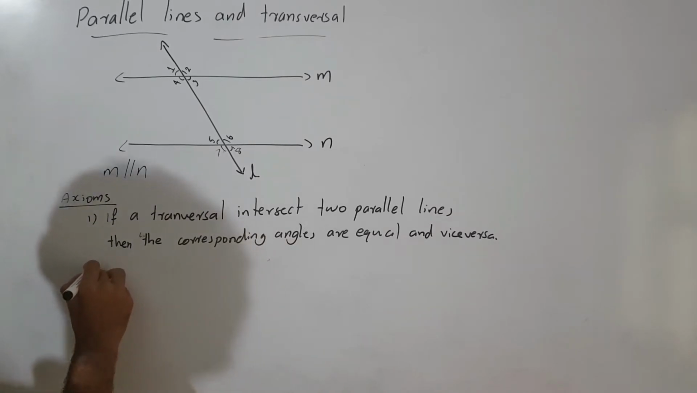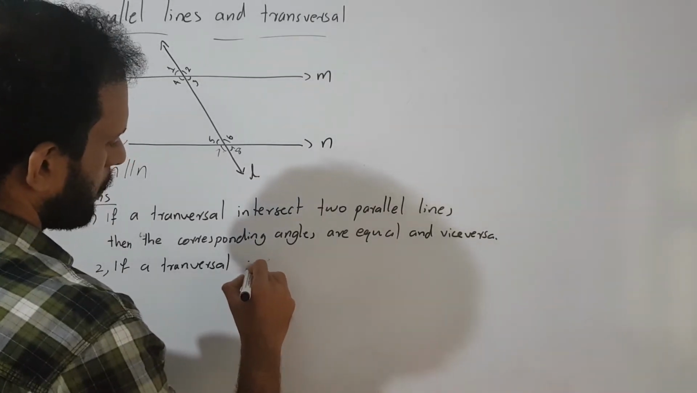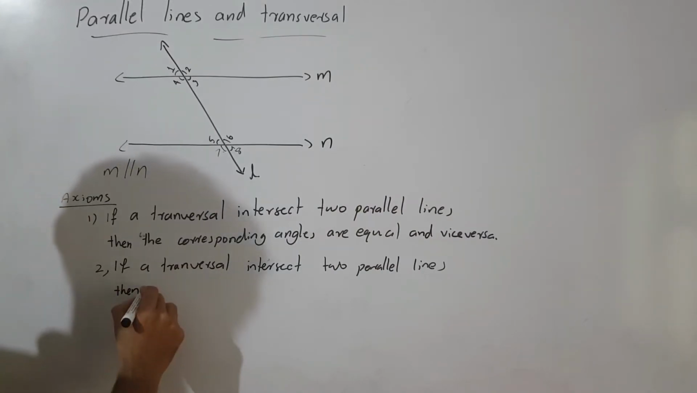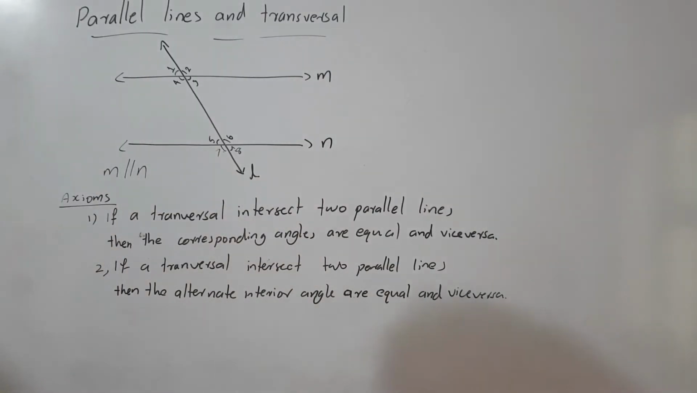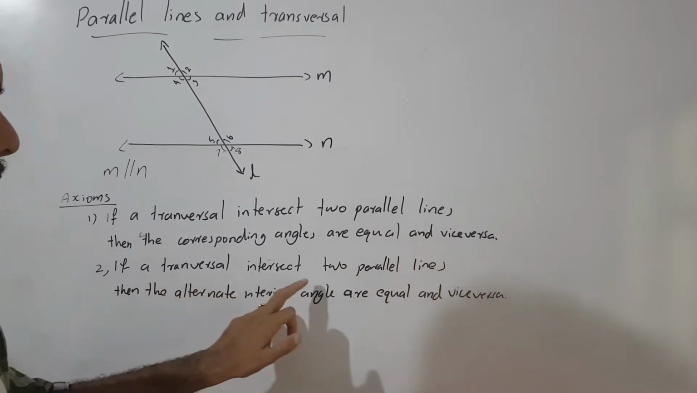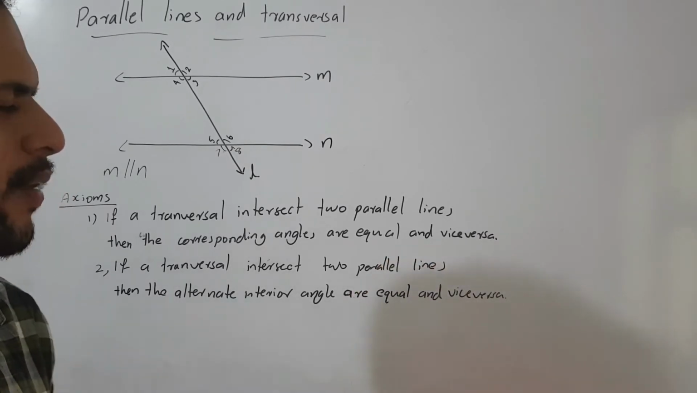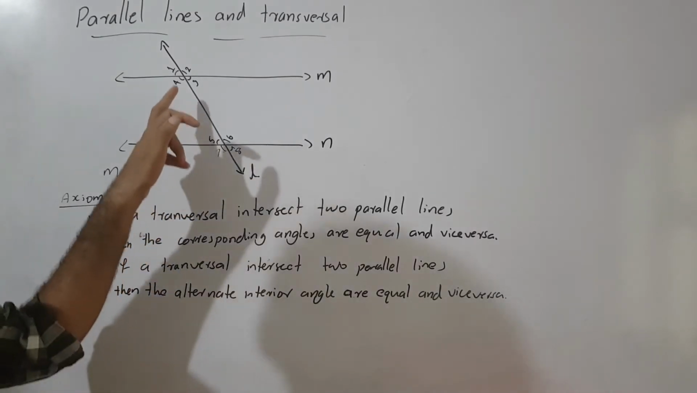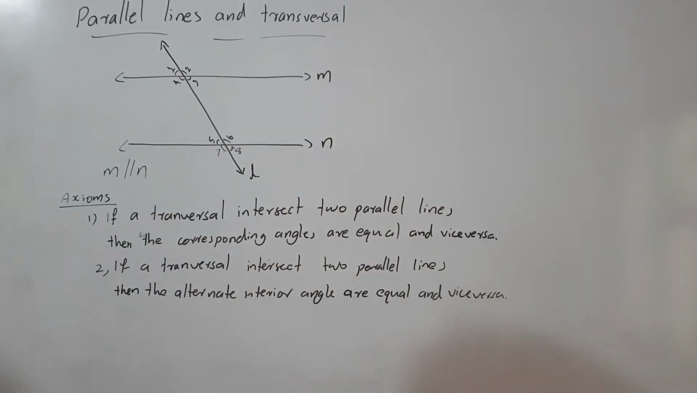Second axiom: if a transversal intersects two parallel lines, then the alternate interior angles are equal, and vice versa. What does it mean? If a transversal cuts two parallel lines, then their alternate interior angles are equal.